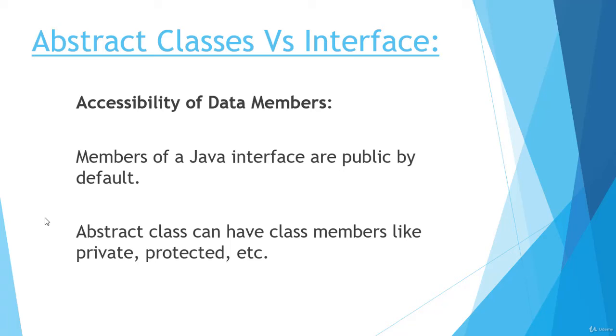Accessibility of the data members. Members of the Java interface are public by default. We have discussed this in our interface video, that members of the interface are public by default. But the abstract class can have class members like private, public, protected or default, whatever you want. So these are some of the biggest points between the abstract classes and the interfaces.